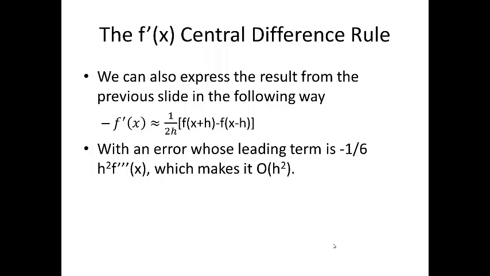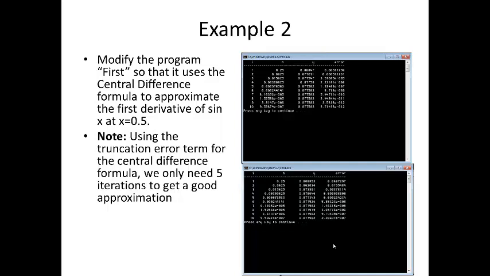When you modify the program first so that it uses the central difference formula to approximate the first derivative of sine of x at x equals 0.5, you get a good approximation a lot quicker. So here's where we did that. The top program uses the central difference rule, while the bottom uses the original formula.